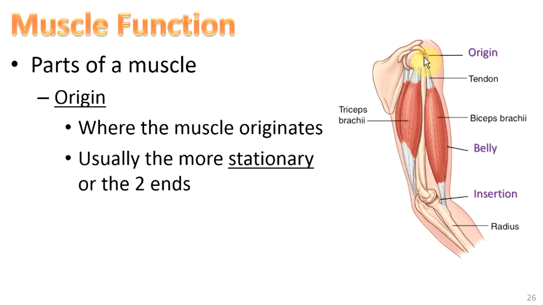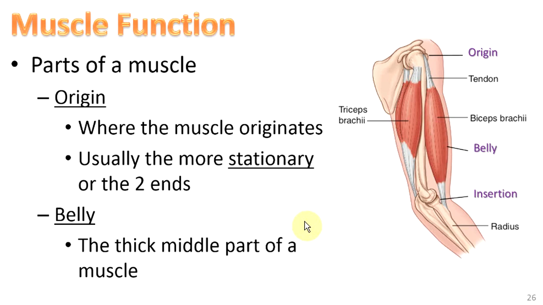Because when you contract this, what moves when you contract your biceps? Well, the lower part of your arm, what we call the forearm, is what moves. So this end over here is not the origin. This end would be the origin. Now, this big, thick part of the muscle is what we call the belly of the muscle.